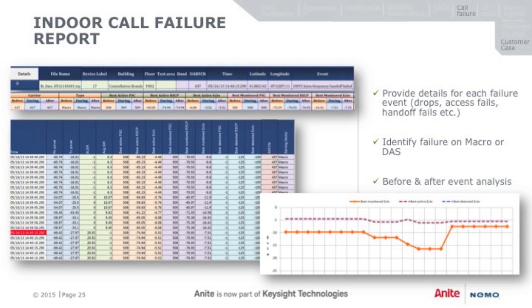So we can show you a before and after snapshot of what the KPIs look like, but we can also tell you why that issue had occurred. And the one other thing we can also tell you is, did the issue occur on a macro or a DAS network? So you can identify exactly areas where the calls dropped on your macro versus where the calls dropped on your DAS.